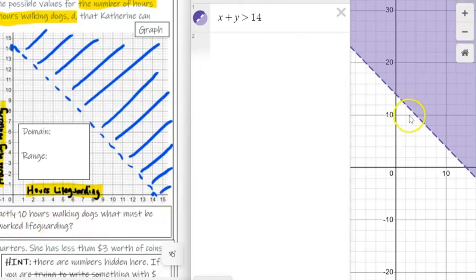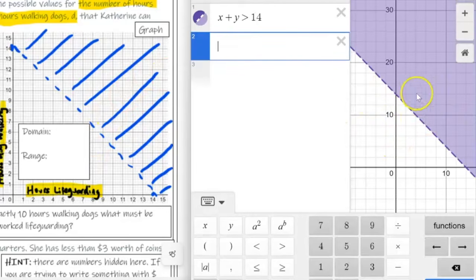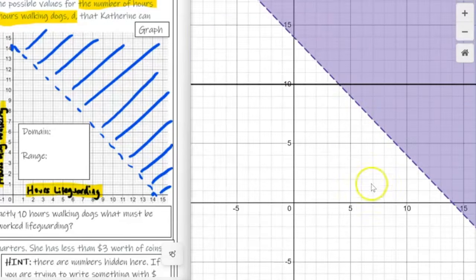If she worked 10 hours walking dogs, she can't work this many hours lifeguarding, but anything greater than that is fine. So in order to represent that, to give you a visual, I want it to be on my Y-axis. So I'm going to write Y equals 10. And you can see it's giving me the visual. I'm just going to hide this real quick.